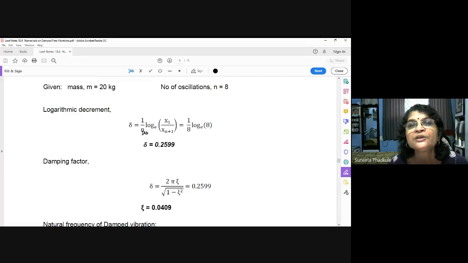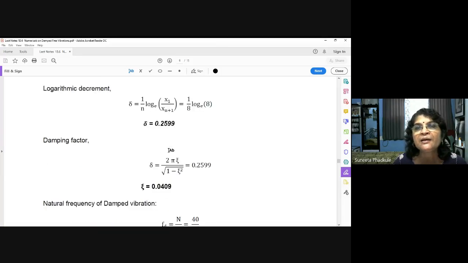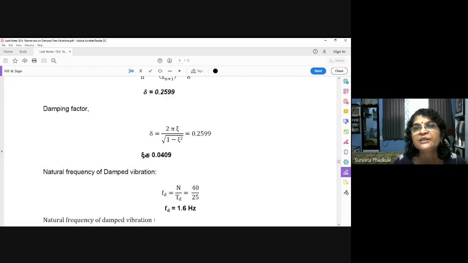Okay, so the formula for the number of cycles is delta is equal to 1 upon n log base e of x1 upon xn plus 1, that is 1 upon 8 into log base e of 8. So here we will get delta, that is 0.2599. Once we get delta, find out zeta. So from this formula, zeta is equal to 0.0409.